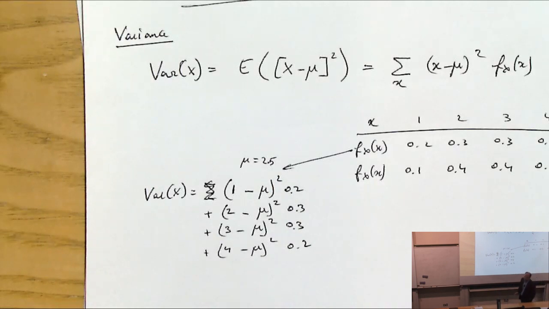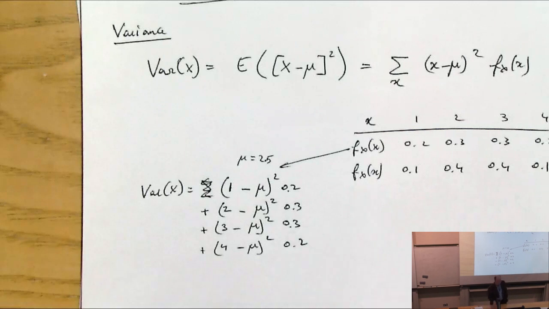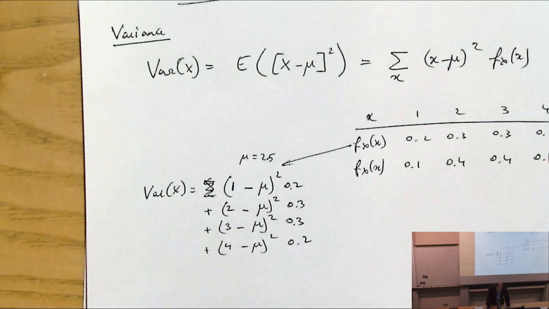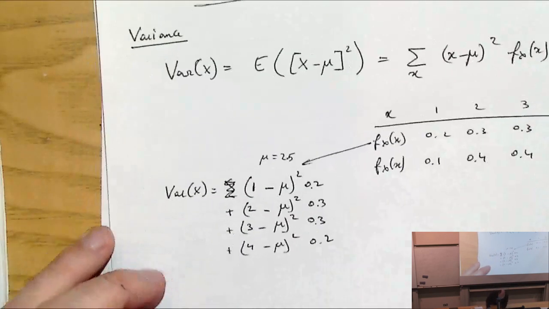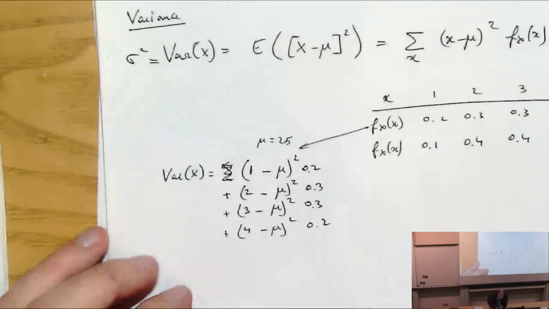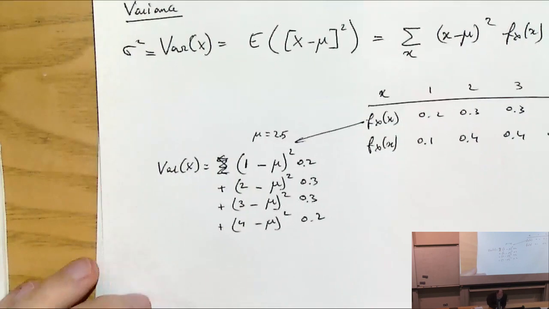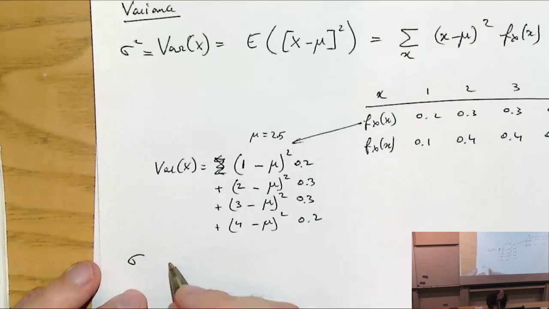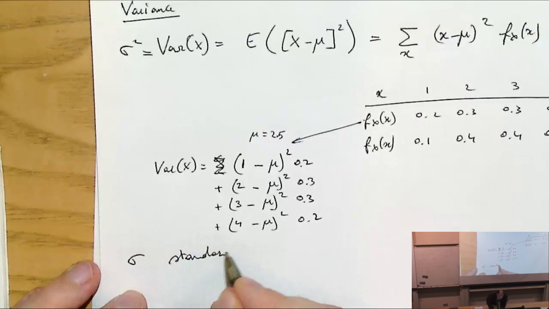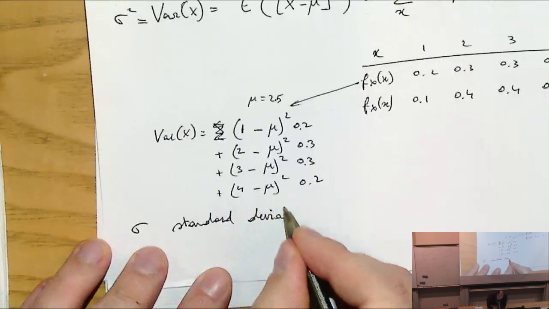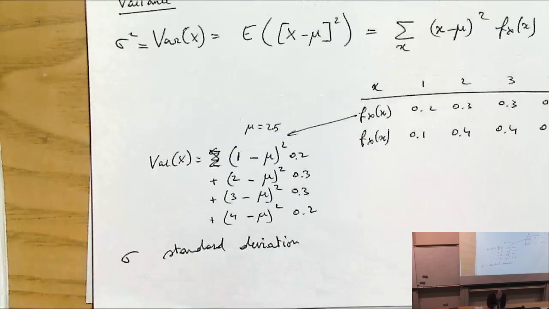If you do the same for the other probability mass function, you will see the variances are different. So it's a measure of how much that PMF is spread around its mean. Another notation for variance is sigma squared. You will see this extensively in the module. Sigma squared is the same as the variance, and just sigma is called the standard deviation. So it's just the square root of the variance.